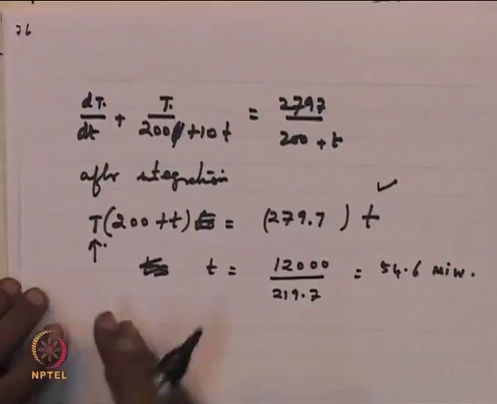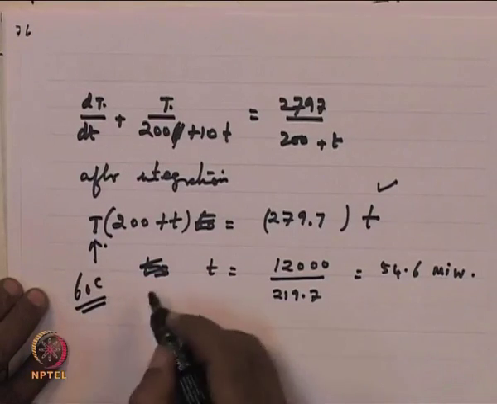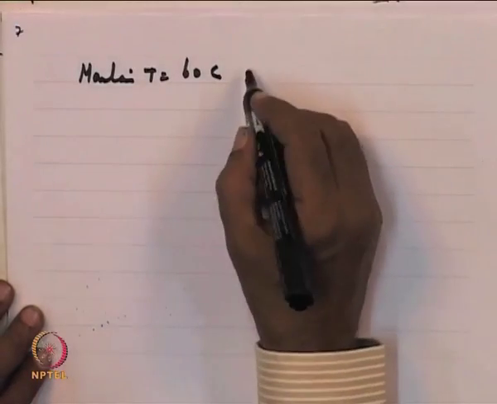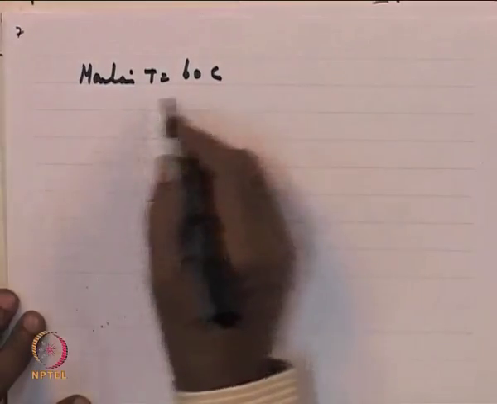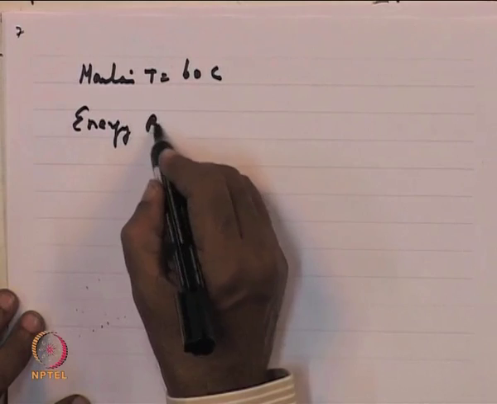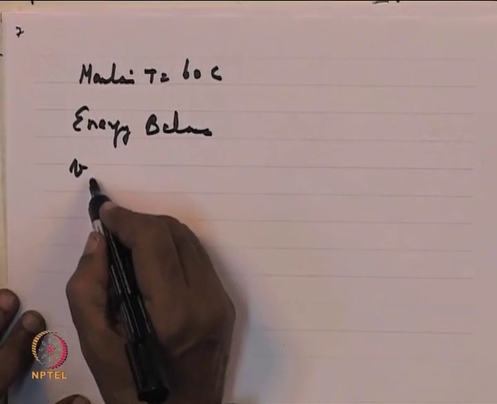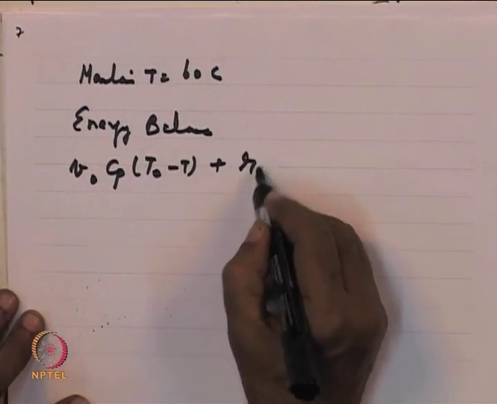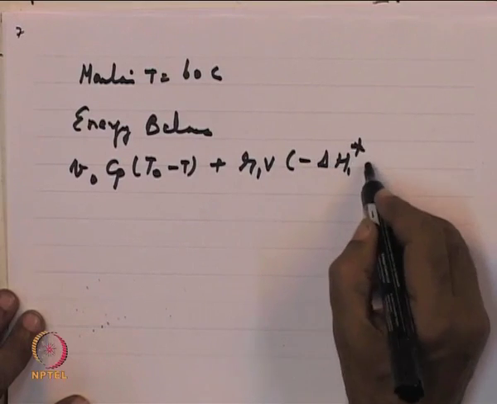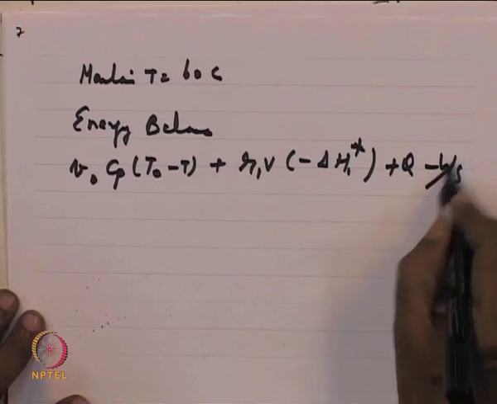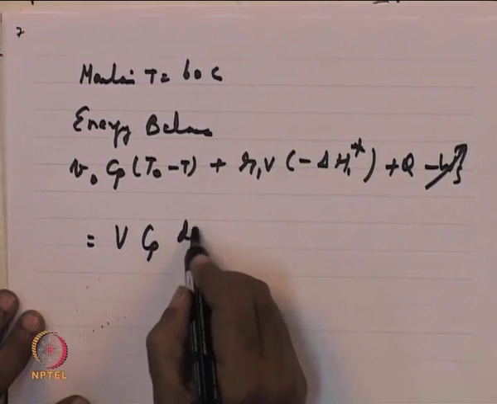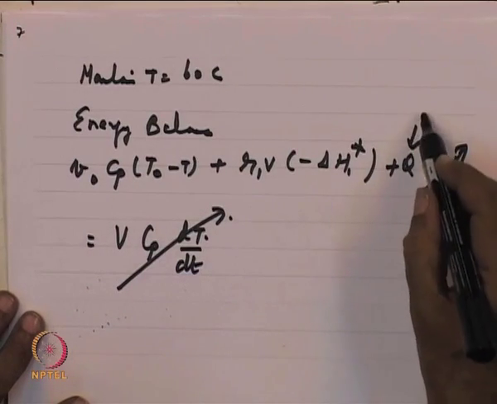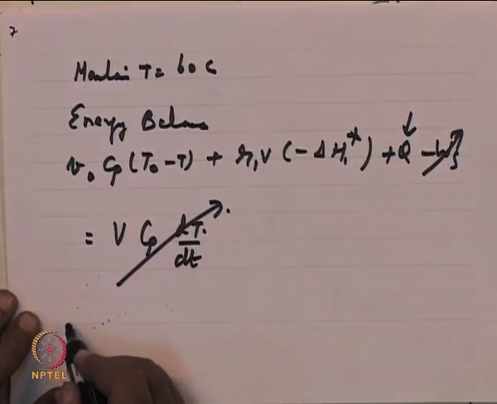Third part of the question is, maintain t equal to 60. Here we have found, for t equal to 60 C, what the time is. Okay. Now, you want to maintain t at 60, how much heat is to be added or removed? So, for that we write the energy balance. What is the energy balance? In our form, we write the energy balance as V naught C p (T naught minus T), okay, plus R 1 V times minus delta H 1 star, okay, plus Q minus W s, equal to V C p dT/dt. This is our energy balance, and we want Q, this is what we want.